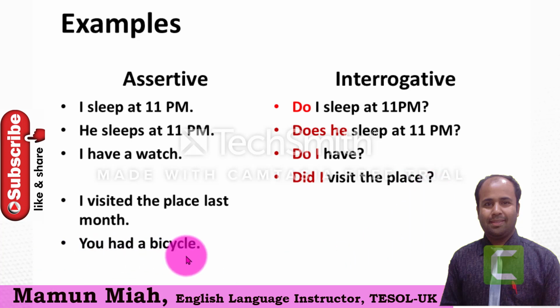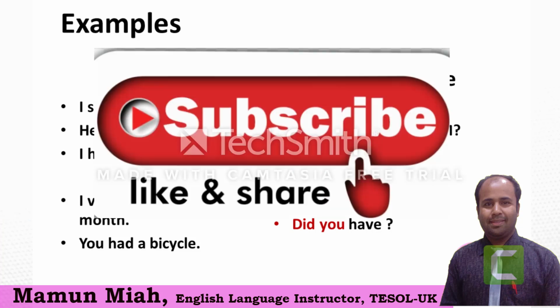You had a bicycle. Had, past simple form, right? So the question started with did. Did you have a bicycle? Here did. Look, here had, but the interrogative form, base form. What is the base form of had? Have. I hope you understand sentence conversion. This is the end of the lesson.